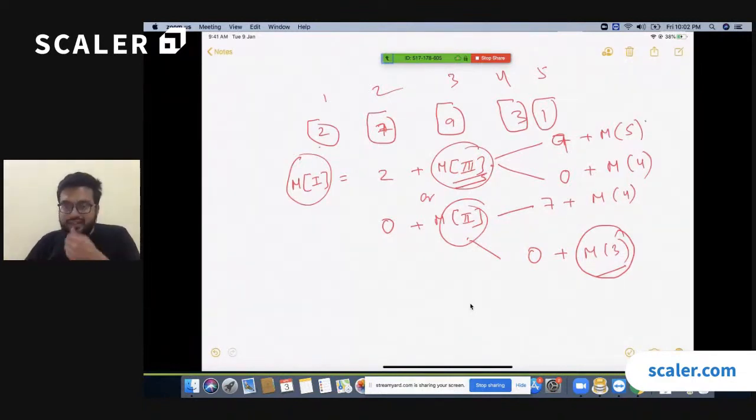M5 says you can either rob it or not rob it. I would always want to rob it because there is no house going forward. So this is a base case which will give me 1 gold coin. So 9 plus 1 becomes 10. The second option that I had was 0 plus M4. M4 would again be divided into a smaller problem of either robbing it or not robbing it. I hope it makes sense to you, right?